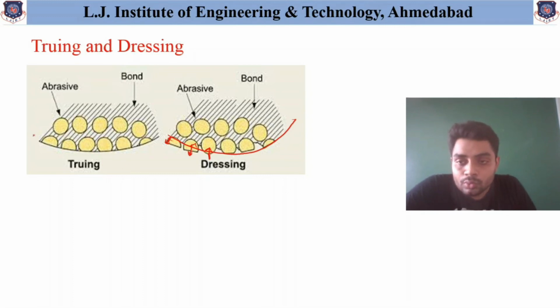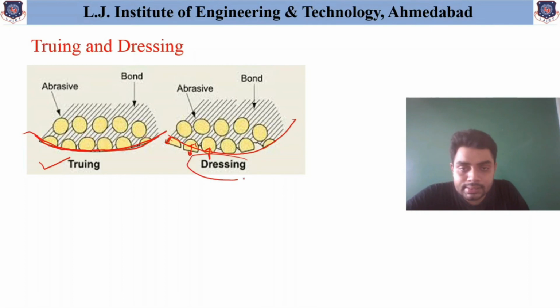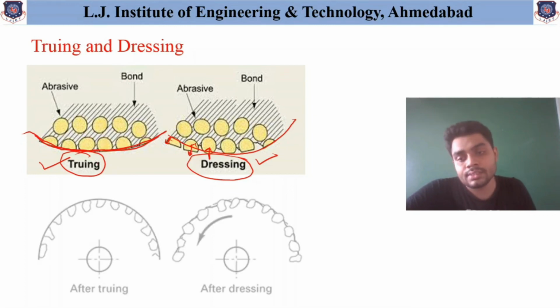So to bring all these abrasive particles to the same height, another operation is performed, and this operation is called the truing operation. And from this figure you can easily understand that dressing is the operation of providing sharpness to the abrasive particles, and truing is the operation of setting all the abrasive particles at a certain depth for a proper surface finish.